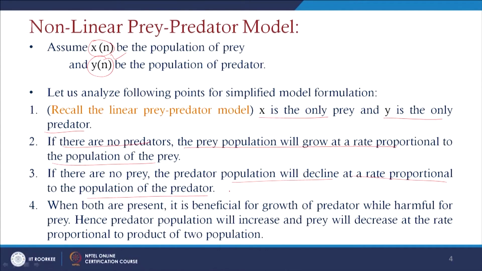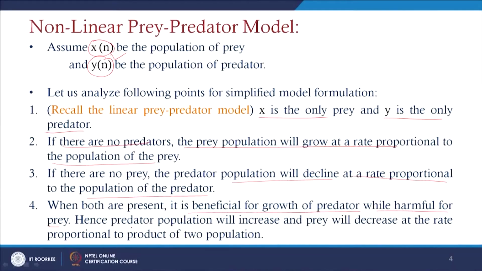When both are present, if tigers and deer are there, then it is beneficial for the growth of the predator while harmful for the prey. This means that the tigers will eat the deer and the deer population will decline, and the tiger population will grow. Hence, the predator population will increase and the prey will decrease at a rate proportional to the product of these two populations.